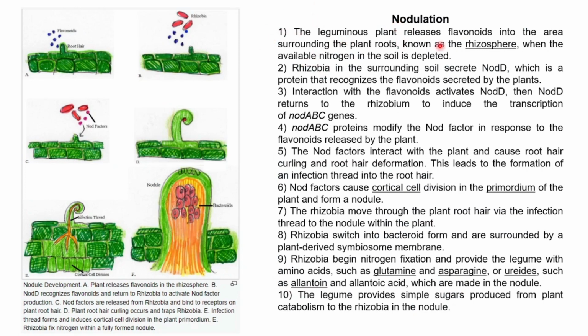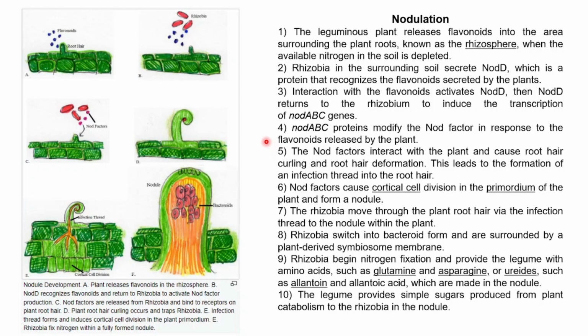So the leguminous plant releases the flavonoids. As I said, this is a two-way chemical exchange process. The leguminous plants will release flavonoids into the area surrounding the plant roots, known as the rhizosphere, where the available nitrogen in the soil is depleted. Then rhizobia in the surrounding soil will secrete NodD, which is a protein that recognizes the flavonoids secreted by the plants. Then there will be interaction with the flavonoids, which will activate NodD.